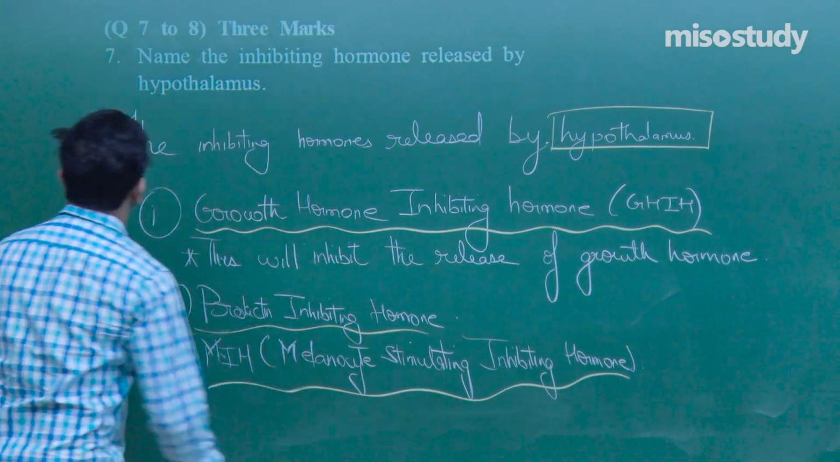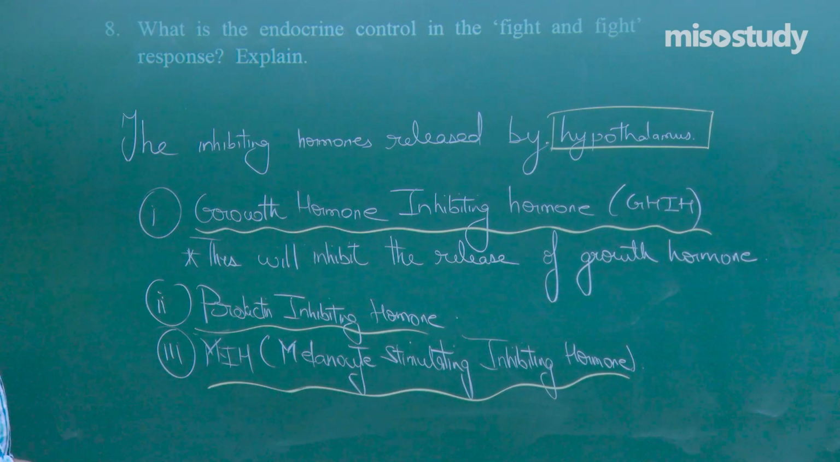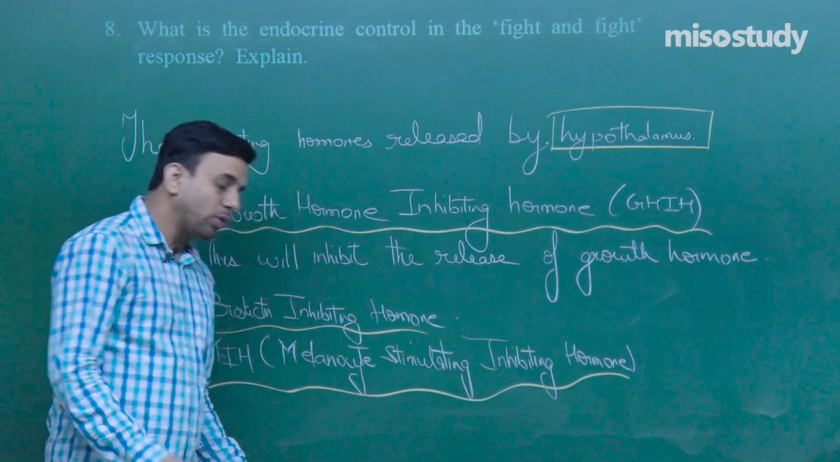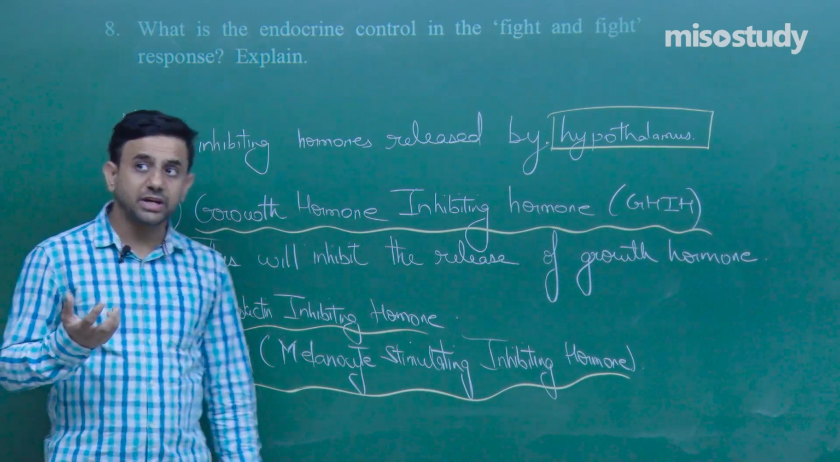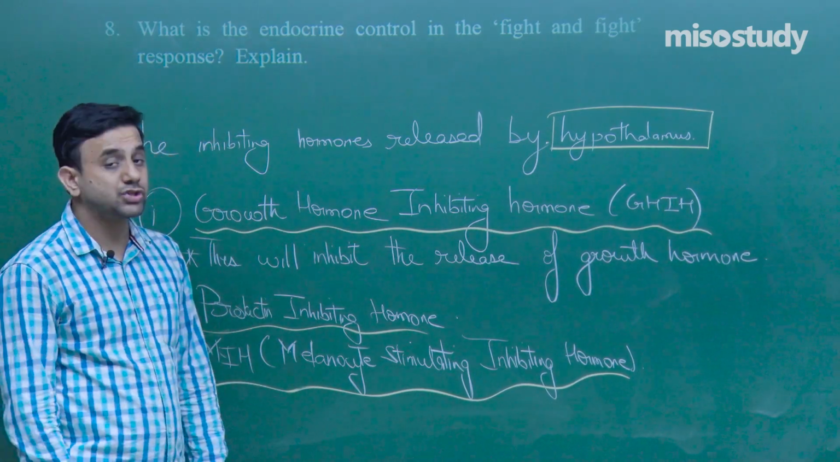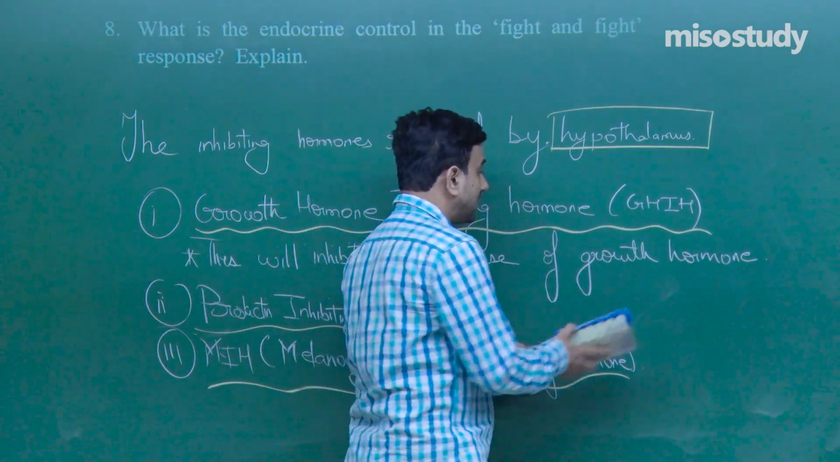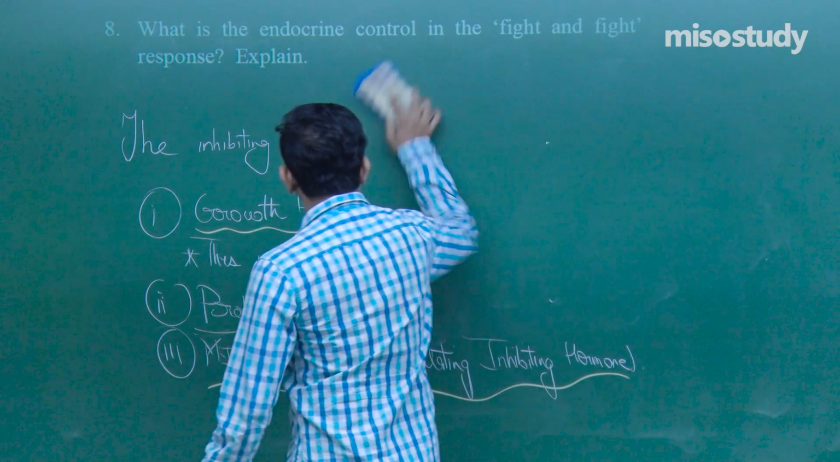Let us go to the next question. What is the endocrine control in the fight and flight response? Explain. Whenever there is an emergency or stress condition, like a fight and flight condition, then adrenaline is secreted from the adrenal medulla.